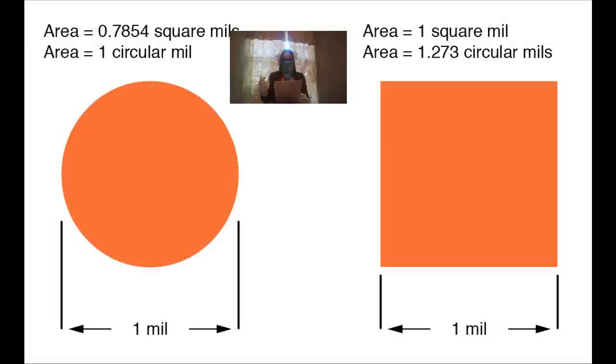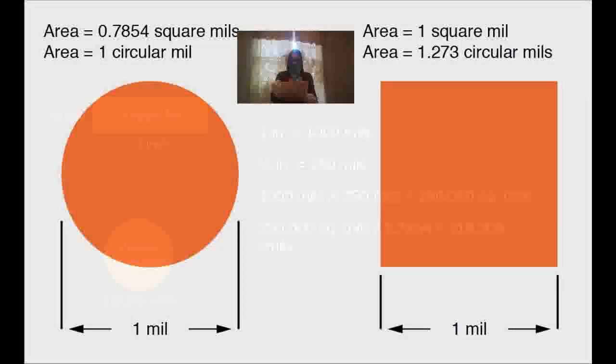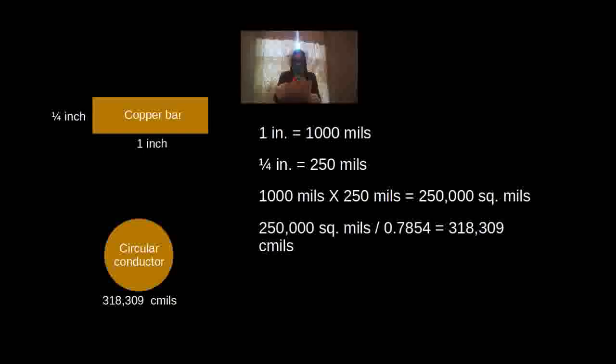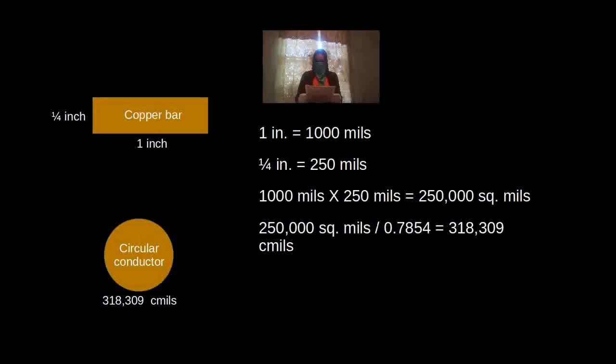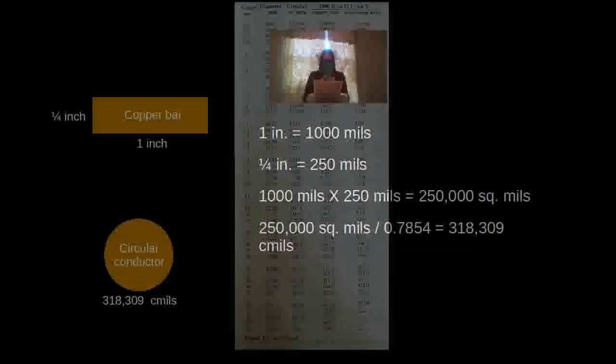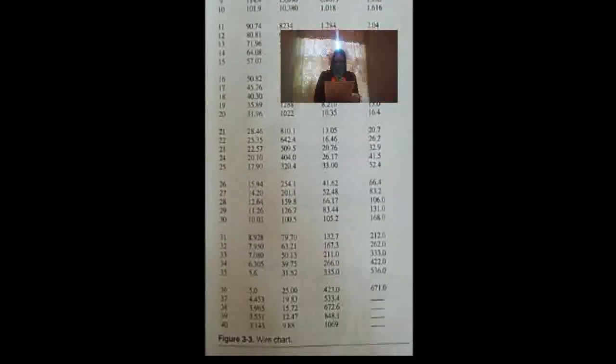first convert the inch measurements to mils. 1 inch equals 1000 mils and 1/4 inch equals 250 mils. Then multiply the dimensions in mils to get the area in square mils. 1000 times 250 equals 250,000 square mils. Finally, divide the square mil area by 0.7854, which equals 318,309. This results in the original 1 inch by 1/4 inch copper bar having a surface area equivalent to a round conductor of 318,309 CMILs.